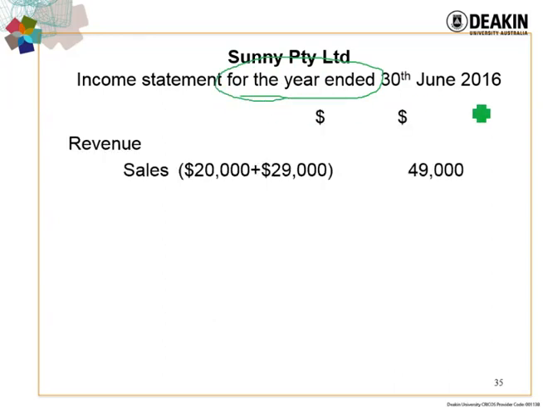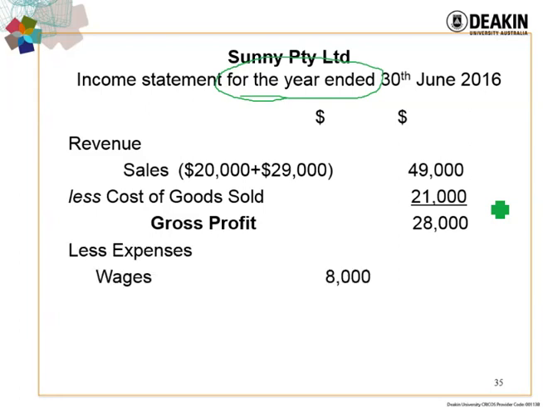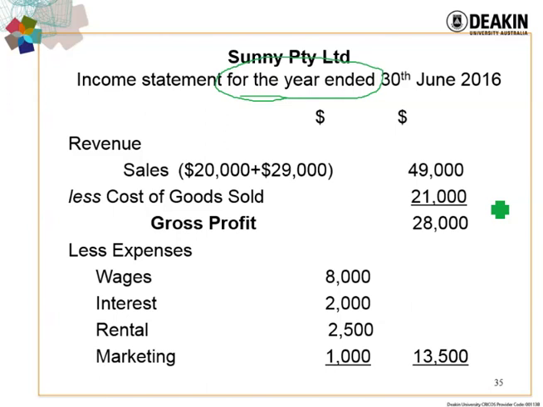So we have revenue, sales revenue, $20,000 plus $29,000. You have to sum up the credit sales and cash sales together. So you have $49,000. You deduct cost of goods sold, $21,000. That gives you the gross profit, $28,000. And you will deduct all sorts of expenses, which includes wages, $8K, interest, $2K, rental, $2.5K, marketing, $1K. So the total expenses is $13.5K. So gross profit, $28K, minus total operating expenses, $13.5K. That gives you your net profit, $14.5K.